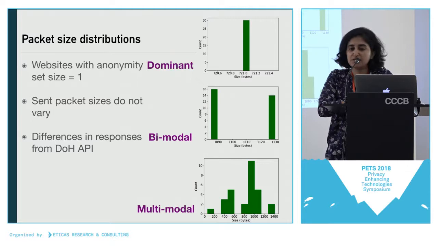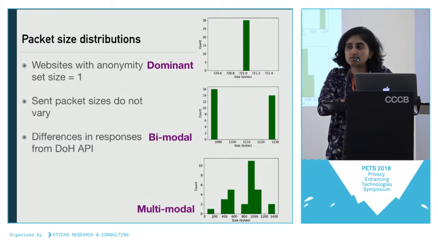Dominant category means that we see only one particular size value over all our experimental runs. In a bimodal category, we see that there are two different packet sizes that we observe. And then we have the multimodal category where we can see multiple size values. What we see is that, as expected, in the sent packet sizes you do not see any variation. They belong to the dominant category because you're querying for the same web page over and over again. However, in the received packet sizes, even though the majority of the sizes belong in the dominant category, you do see differences. So you see the bimodal and the multimodal values.